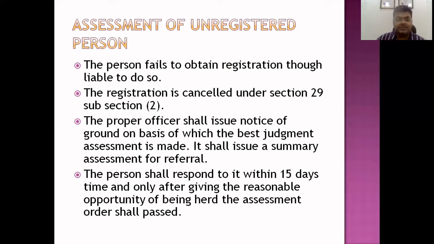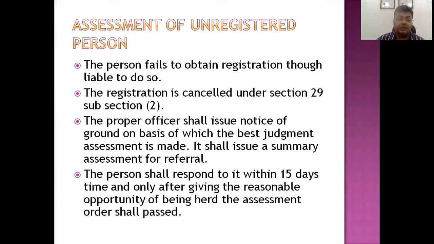The next type of assessment is assessment of unregistered persons. Who are the unregistered persons? The unregistered persons are those who have to take registration in GST, but they have not taken the registration. The liability stands for taking the registration and paying the GST, but they have not paid. The next case is where the registration is cancelled under section 29, subsection 2. The registration of the person is cancelled under section 29(2).